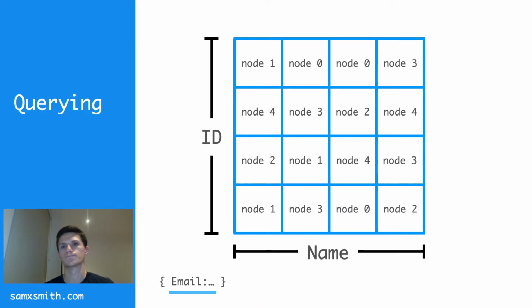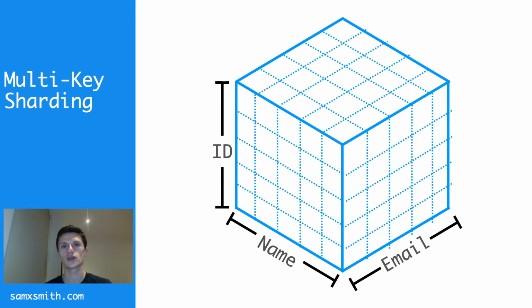But of course, we might not want to stop there. We might want to query by other attributes. For example, email. Now, in the example we've set out so far, we don't shard by email, so you're going to have to query all nodes. Again, we lose the benefits of sharding once we go beyond querying by those sharded attributes.